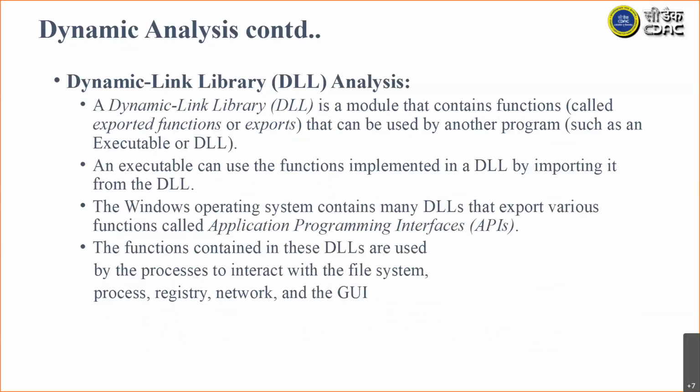Another important aspect is the dynamic link library analysis. A dynamic link library is a module that contains functions called export functions or exports that can be used by another program such as an executable or DLL. An executable can use the functions implemented in a DLL by importing it. The Windows operating system contains many DLLs that export various functions called APIs or application programming interfaces. The functions contained in these DLLs are used by the process to interact with the file system, process, registry, network, and the GUI.